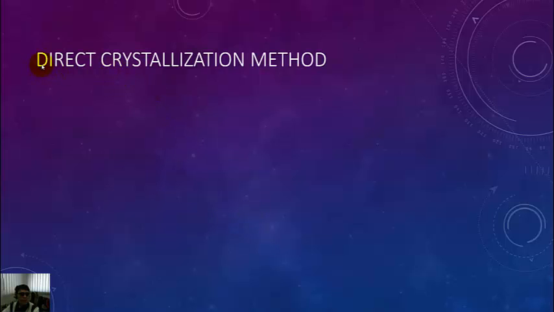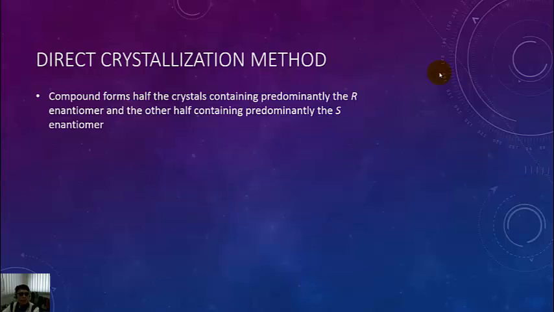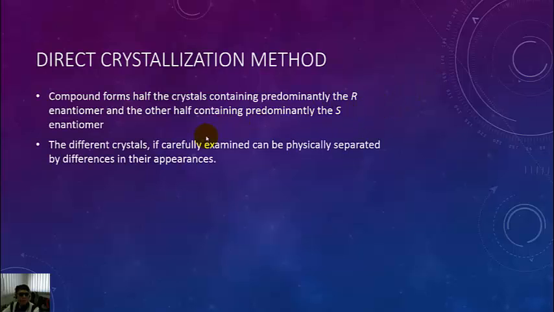There are several different types of resolutions. The first type of resolution discovered was the direct crystallization method. In this method, the compound in question forms half the crystals containing predominantly the R enantiomer and the other half containing predominantly the S enantiomer. The different crystals, if carefully examined, can be physically separated by differences in their appearances.